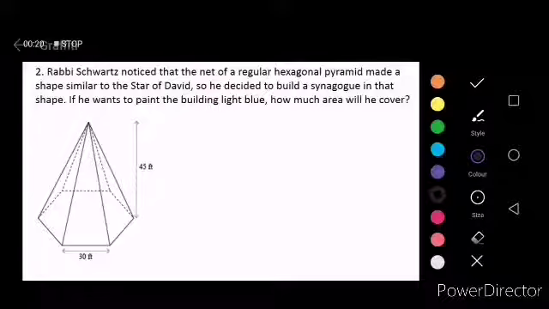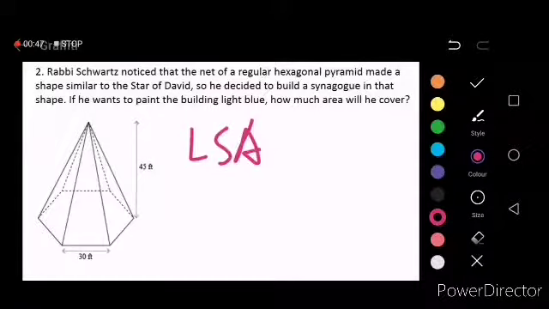Okay, so Rabbi is like the priest of Jewish people, no? And they most of the time built a synagogue for their prayer, diba? So ano kaya ang gagawin natin dito? If we are to paint the building, malamang ang ipipaint lang natin dyan yung paligid. Tama? So meaning, we just need to find the lateral surface area of this pyramid.